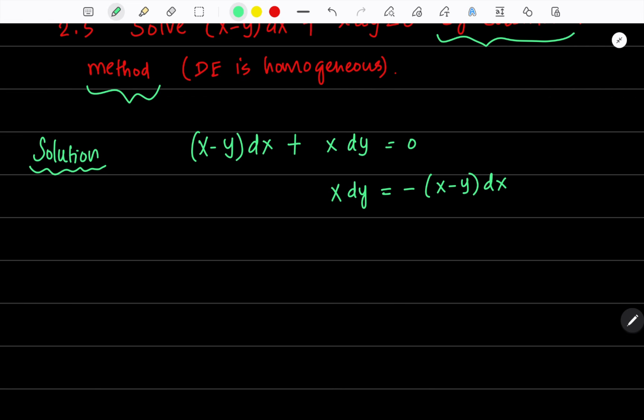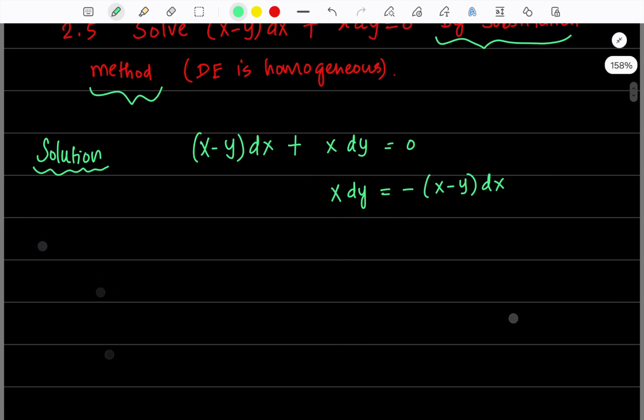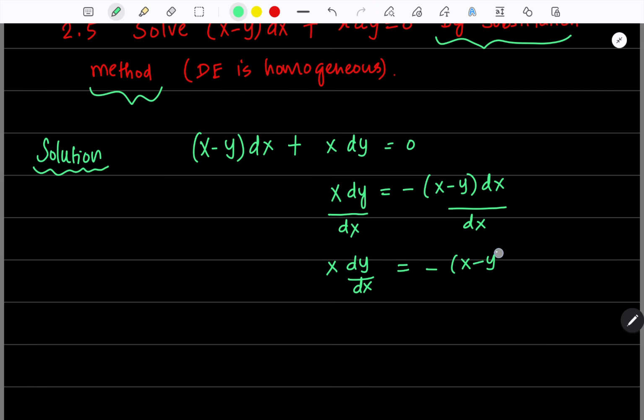Now your question starts. Teacher, can I apply the variable separable method here? You can try. It is very difficult to separate the variables, x with dx and y with dy. At the same time, dx and dy should be in the numerator. It's very difficult. That's why we are using the substitution method. So what I'm going to do, I divide by dx. So x dy by dx is equal to minus (x minus y). After that, there is an x here. So for dy by dx, this x I'm bringing to the other side. This is multiply, so it will go that side as divide: dy by dx is equal to minus (x minus y) divided by x.